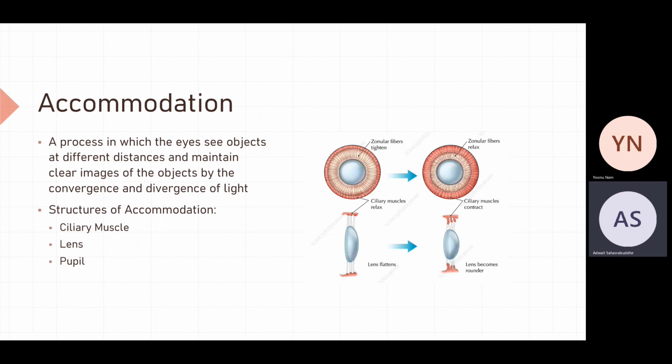Some structures involved in accommodation would be the ciliary muscles, lens, and the pupil. And of course, we have to know the neuronal pathway. It consists of the neuronal circuit, the afferent limb, and the efferent limb, as well as the oculomotor neurons, which connect the afferent and efferent limb pathways together. The afferent limb consists of the retina, the chiasm, the tract, the lateral geniculate body, and the visual cortex, whereas the efferent limb consists of the Edinger-Westphal nucleus and the oculomotor neurons.